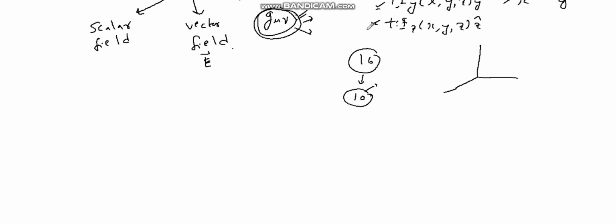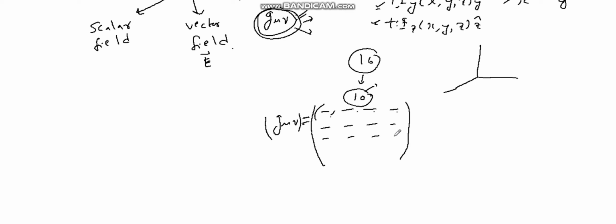So g_{μν} can be written in matrix form. We have this 1, 2, 3, 4, and why 4? One is the time component. We have included time and space on the same footing in general relativity. So it will look like this. It may be a function of x, y, z and t in general. So this tensor field works in this way.